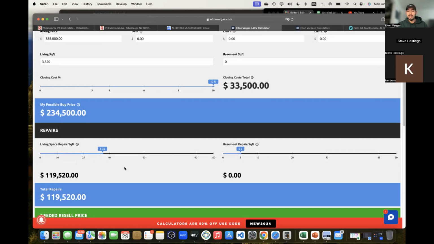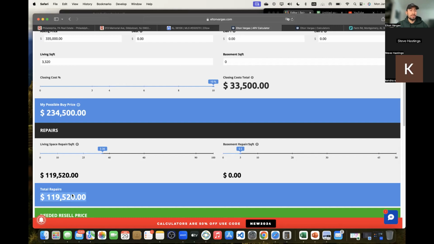Again, I'm not going to spend too much time on the repair costs, because the calculator is estimating $119,000 for the repairs. I bring it to an end buyer. One is going to tell me it needs 150. Somebody else is going to tell me, oh, I can get this for like $80,000. It really comes down to that.